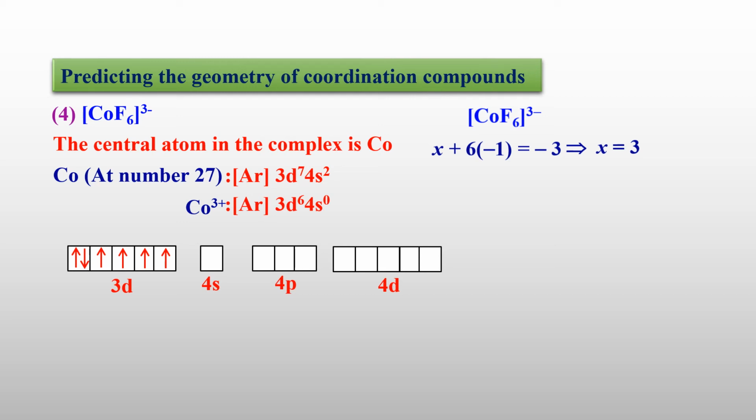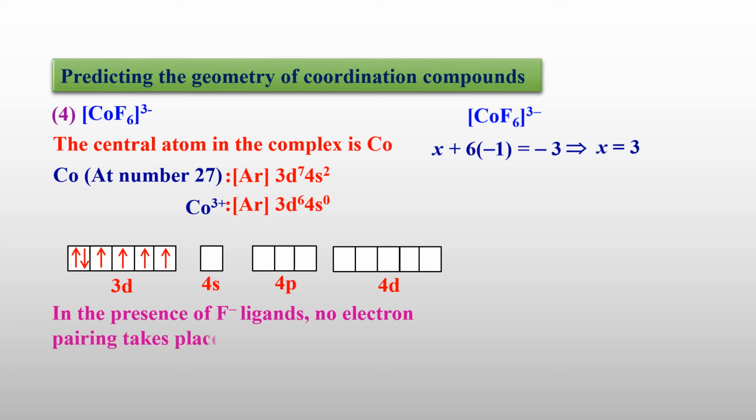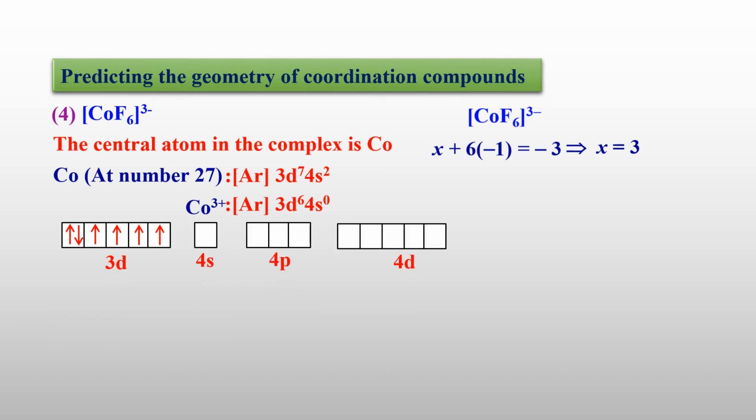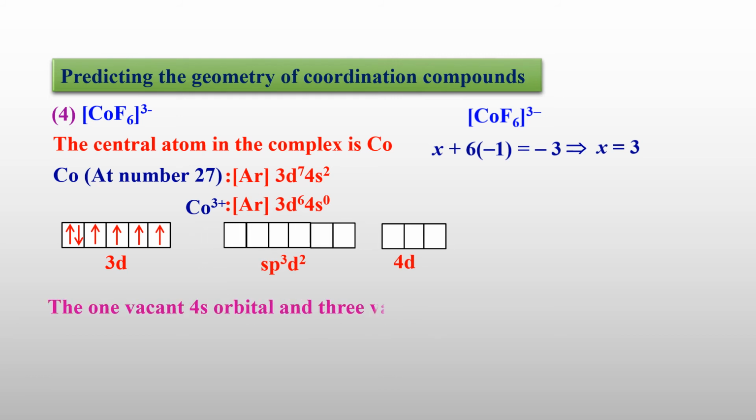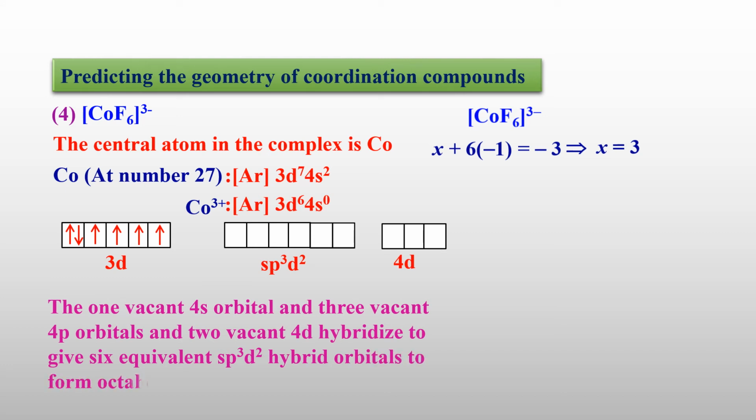However, I told you halogen is a weak field ligand. There will be no pairing taking place. So you have to fill the electrons from the empty orbitals. So 12 electrons you have to write means 4s and 4p. It is not enough. Then the outer orbital 4d is also required. That's why here we have taken 4d also. Now in the presence of the fluoride ligand, no electron pairing takes place because it is a weak field ligand. Then the 12 electrons can enter into one s orbital, 3 p orbitals and 2 d orbitals.